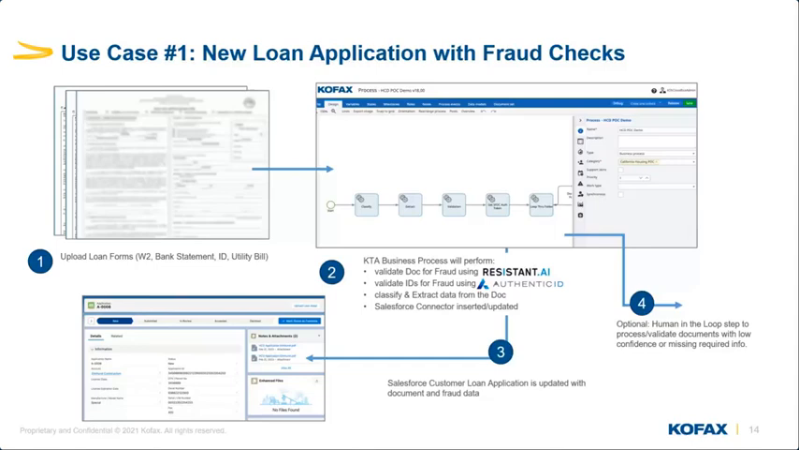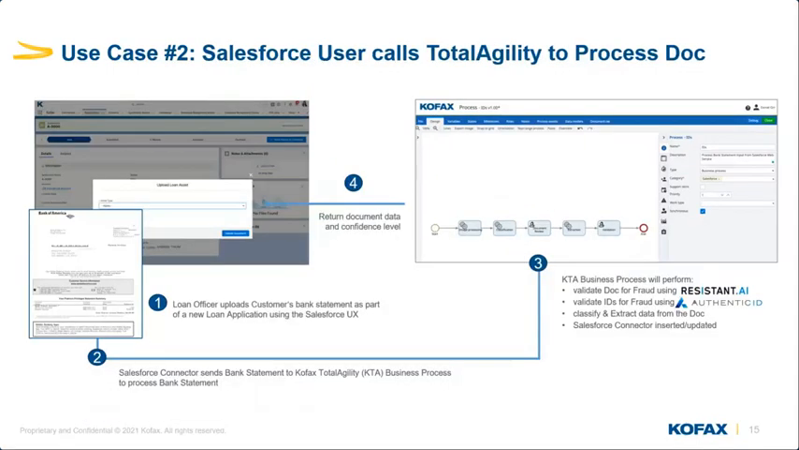And then, as you can see, number 4, optionally, there is a human in the loop step. If there is fraud detected, we can make the system create another task for maybe an organization's fraud department to review the document and extracted data. So that's use case number 1.